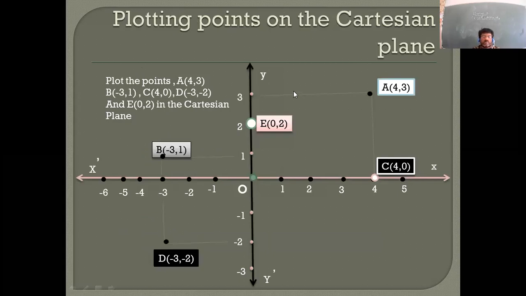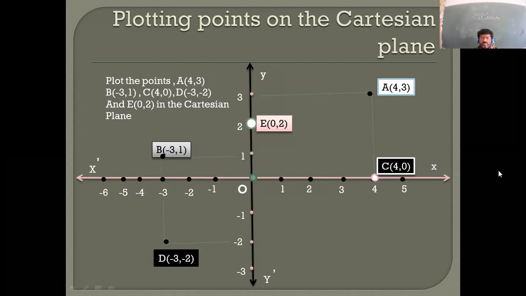How to plot points on the Cartesian plane? That is a question. Here is one: plot the points A (4, 3), B (-3, 1), C (4, 0), D (-3, -2), and E (0, 2) in the Cartesian plane.